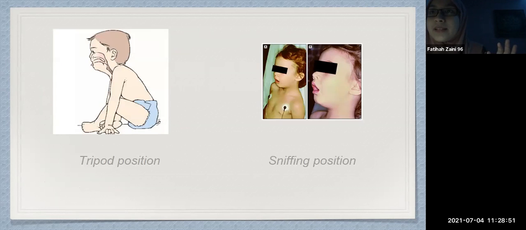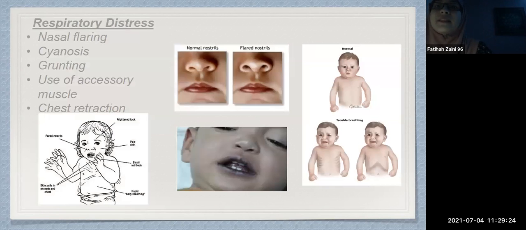As you can see, the tripod position, the picture on the left side, is a characteristic posture of a child with acute epiglottitis, in which the child leans forward on hands in the tripod position with mouth open, tongue out, and head forward and tilted up in a sniffing position on the right side. Basically this is done as an effort to relieve the acute airway obstruction secondary to a swollen epiglottis.